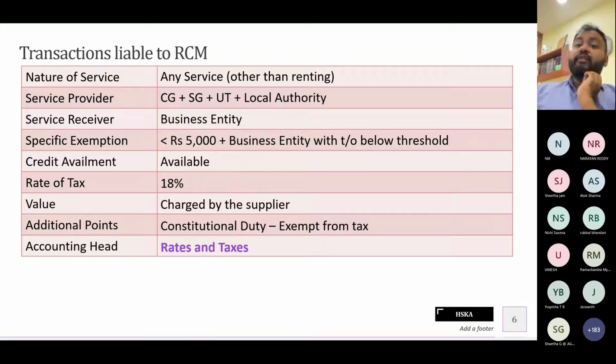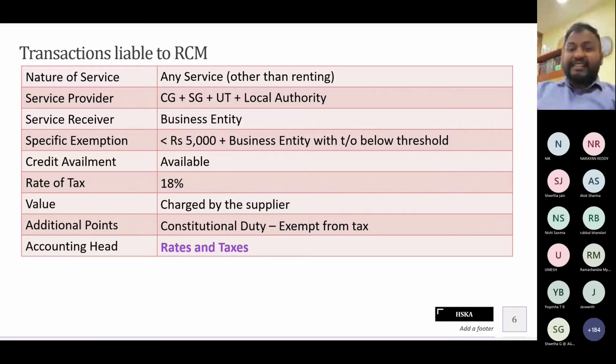If the government authority is providing service to me because of a constitutional obligation, because the constitution says that authority is required to do something specifically, in that case exemption is available. You can go to the 12th schedule to the constitution, which gives a list of activities which a local authority is supposed to do. If the activity fits into the 12th schedule, then you are not required to pay tax under reverse charge mechanism because that is treated as a sovereign function.